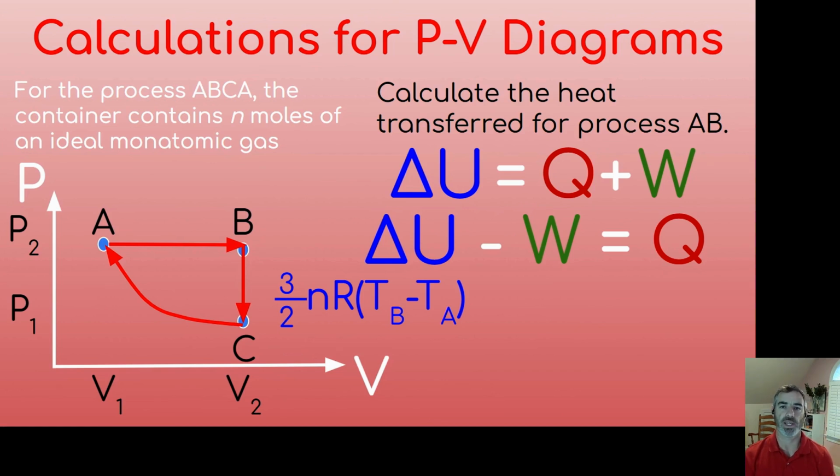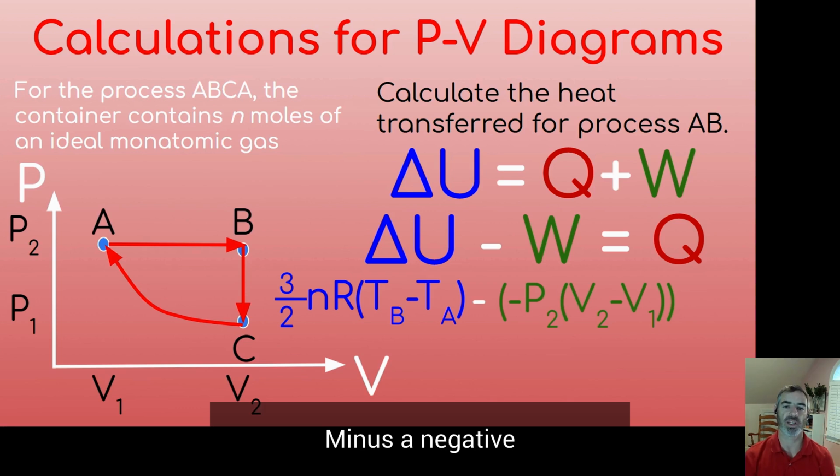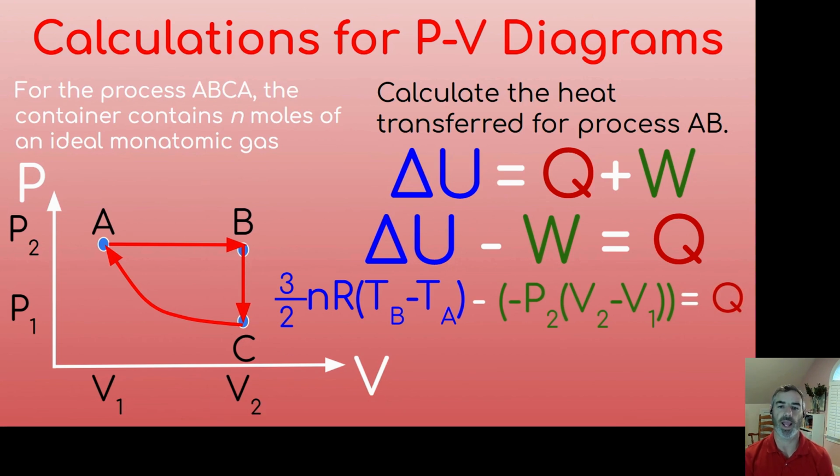And we know the work done, we calculated that in the previous slide, so we're going to subtract that negative amount of work, P2 times V2 minus V1, and that is going to give us a positive value, because the change in internal energy is positive, plus a positive is going to give us a positive value. So there's more heat transferred than the change in energy. So Q is going to be a larger positive value than delta U because we're subtracting that negative work.